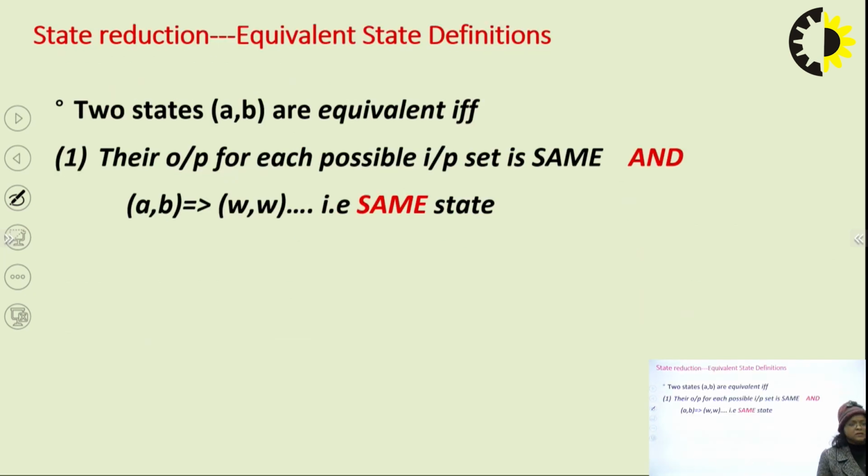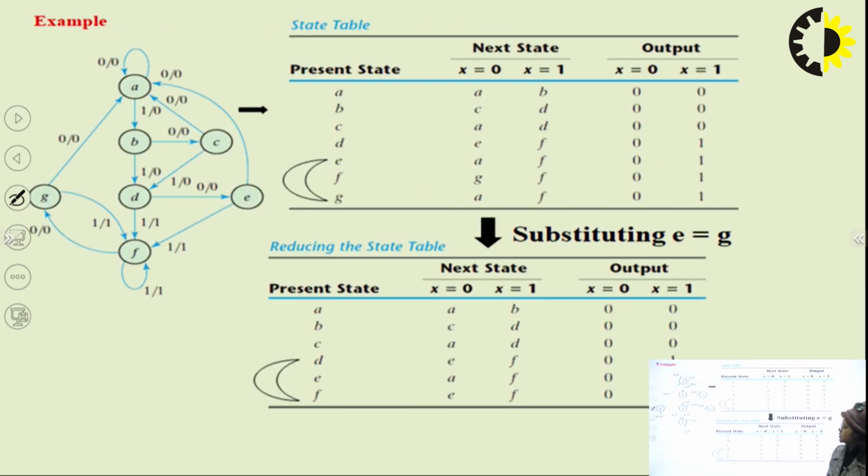We will discuss state reduction methodology also. First of all, what is a state, or how can two states be the same? If the output and next state for each of the values is the same, then the two states are said to be the same. For example, given the state diagram, we can see that A, B, C, D, E, F, G are 7 present states. Using the transitions, we can simply write the next state and output.